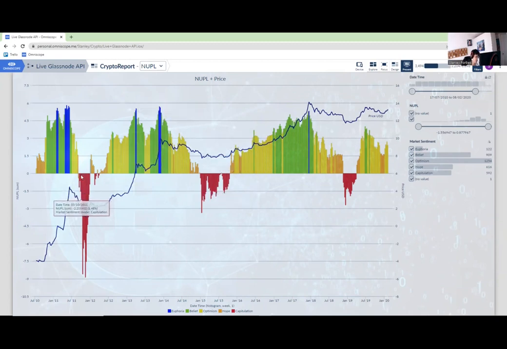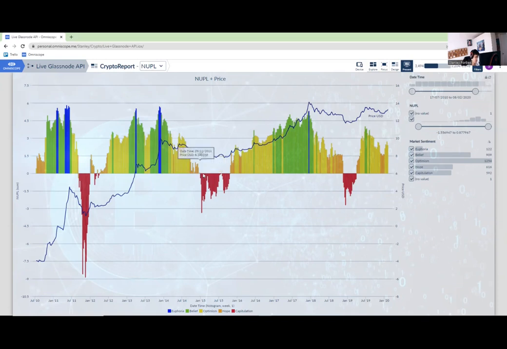Now, what are we looking at here? Well, when we're in capitulation, the market is said to be extremely bearish. People are selling their coins out of fear. Fear is very, very high in the market. And historically, we can see that these moments of capitulation in the red are usually very good buying opportunities.